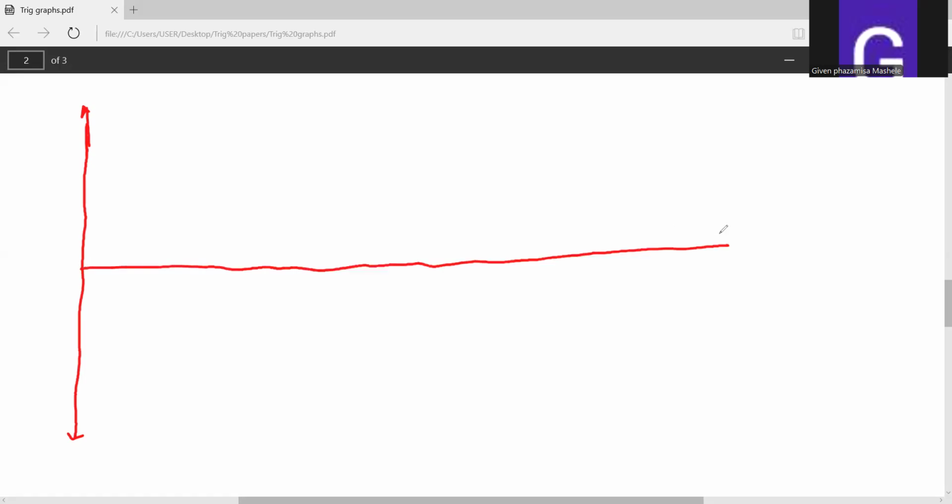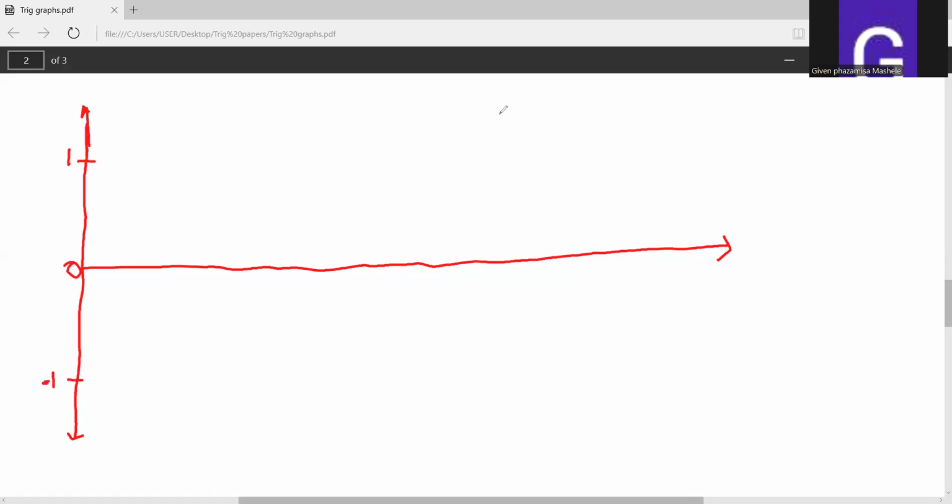I believe you are following. Let's just leave it and sketch the graph. So this is our 0 point, the maximum is 1, and the minimum is minus 1. I don't want to make the graph too big.